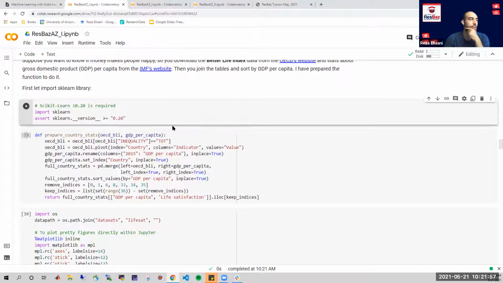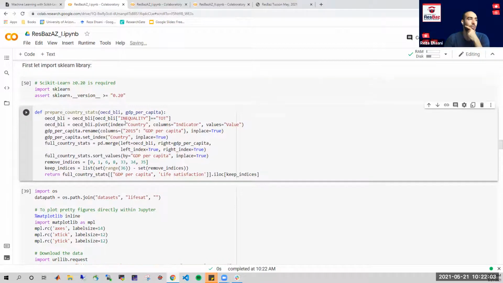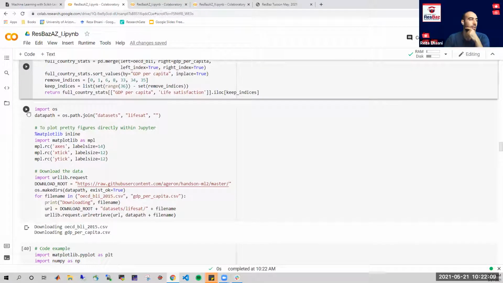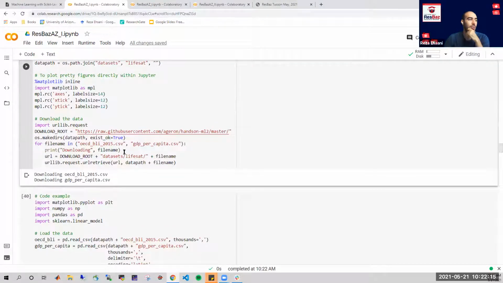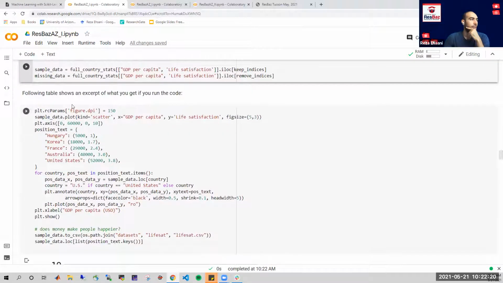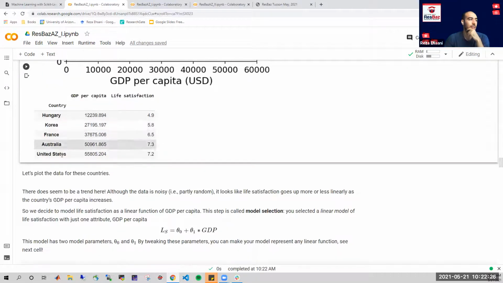So for this purpose, let's import the Scikit-Learn library first. I have created the functions to read the CSV files that we can download from these websites and join them. You just need to run these cells, and this is the part where you need to know NumPy and pandas. In the following table, after running this cell, you can see the names of the countries, GDP per capita, and life satisfaction. Each of the rows in this table is an instance that we are going to feed to train the machine learning model.